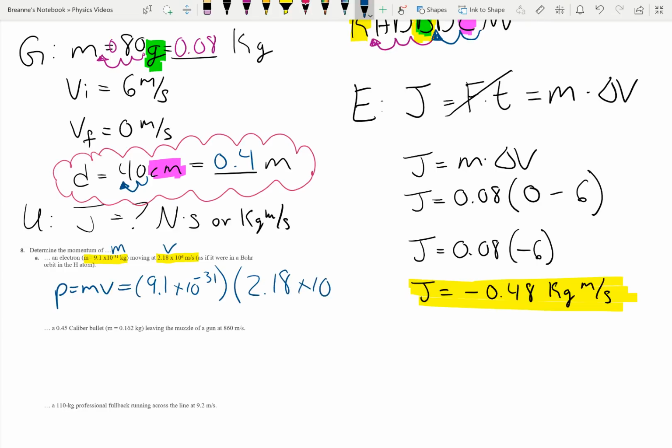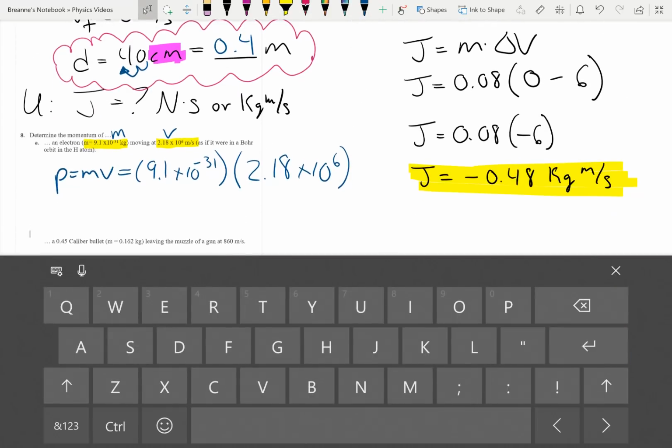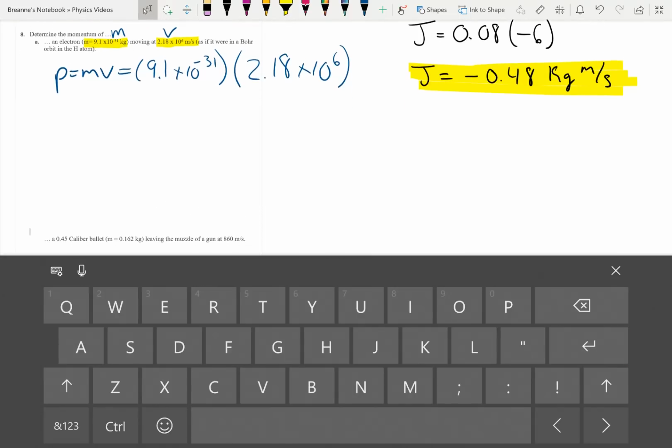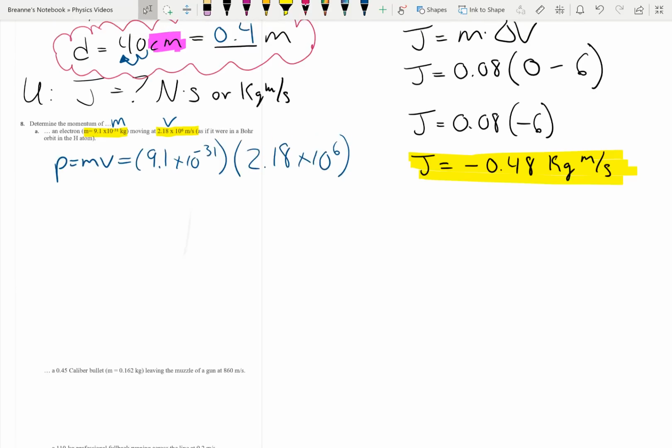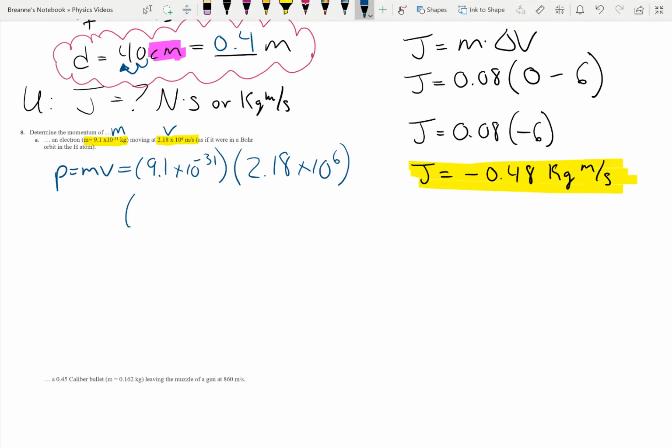2.18 times 10 to the 6. Now, on your calculator, instead of dealing with times 10 to the messy stuff, you can just plug in with the E. So you have 9.1 capital E negative 31 times 2.18 capital E to the 6. And how you do that, when you plug that into your calculator, first you're going to do parentheses just to be on the safe side.